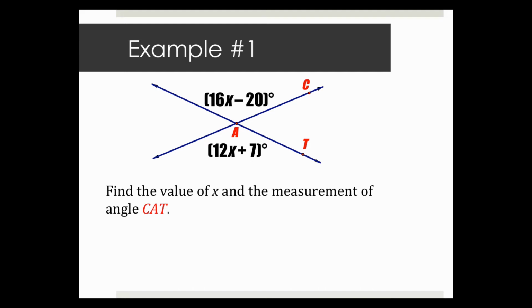Based on what Paul told us, what do you know about those two angles? Those two angles being the two that are marked with algebraic expressions. Paul, what's true about these two? They're congruent. They're congruent, so what should you do with those algebraic expressions? Set them equal to each other, solve for x. Then, after you get the value of x, make sure you answer the question. It wants to know how big is angle CAT.